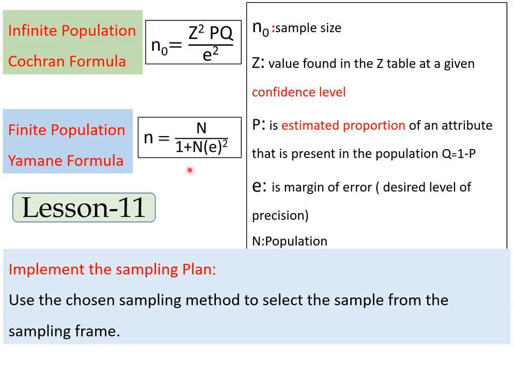If you want to know more about sample size determination with examples, you can go to lesson 11 and I will put the link in the description box. The last step of the sample design process is to implement the sampling plan, which means applying the chosen sampling method to select the sample from the sampling frame.